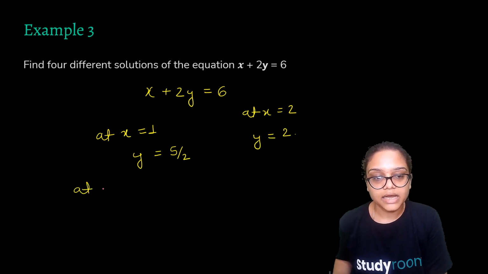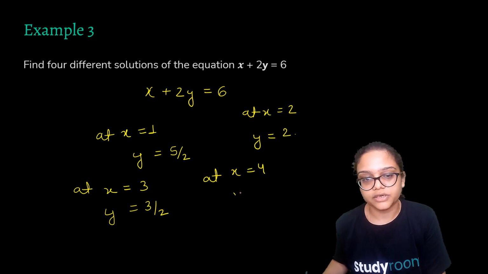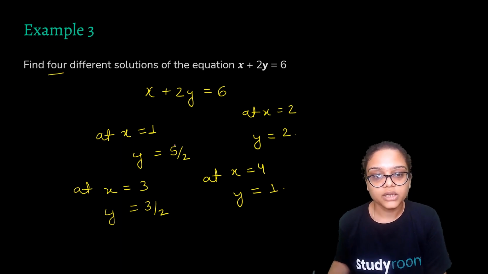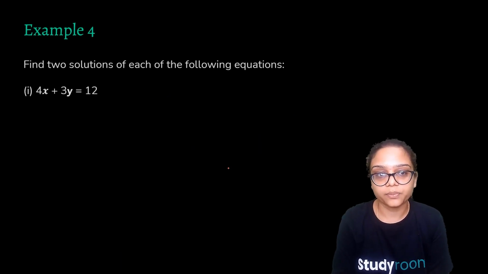I'm just randomly putting values of x. It's not like there is a particular solution. We have infinitely many solutions. So just keep on putting different values of x, or you can use different values of y and find the corresponding values of x. Since it's written 4, we have drawn 4 solutions. I hope you got my point.